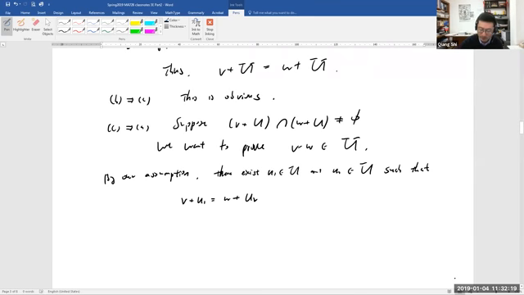Remember what we're trying to prove: we want to show the difference is in U. This is pretty obvious. This implies the difference V minus W is U2 minus U1. Since U is a subspace, the difference is closed. The difference is the same as U2 plus negative U1, so this is closed under addition, so this is in U. That's all we need to prove.